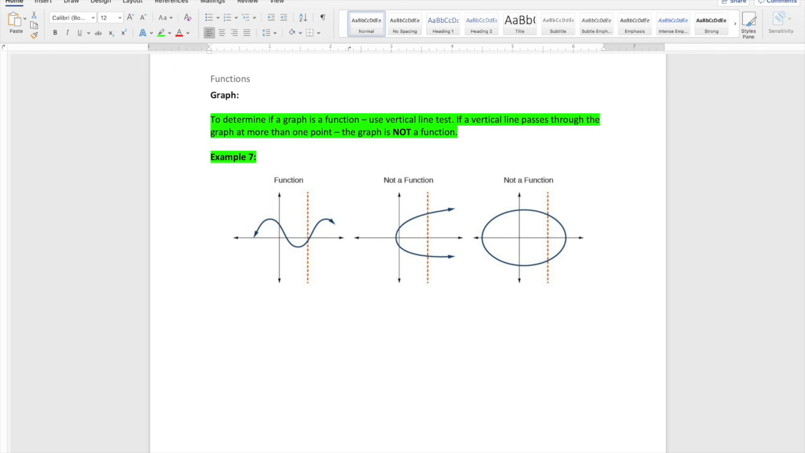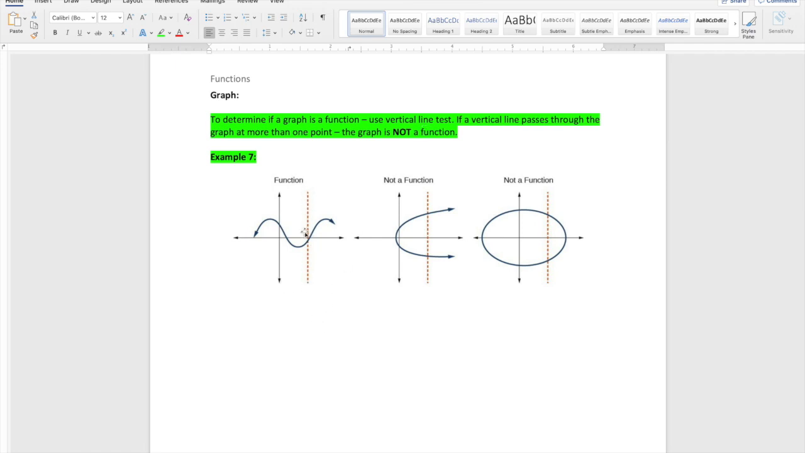Sometimes functions are given to you as graphs. I have 3 examples here. Notice that our x-axes are horizontal axes that are drawn in black. Our y-axes are vertical axes that are drawn in black. And our graphs are these bold curves that are drawn in blue. If a vertical line passes through the graph, meaning through the bold blue curve, at more than one point, the graph is not a function.